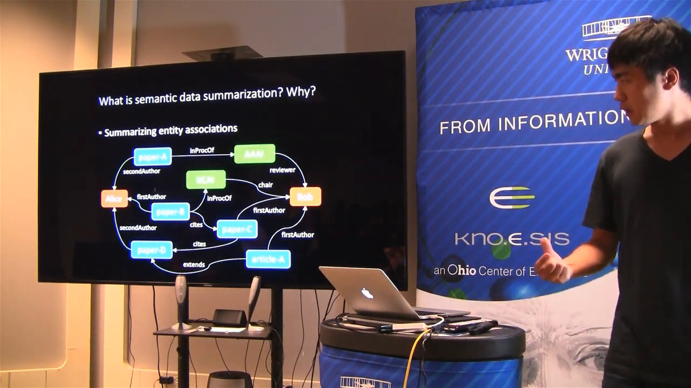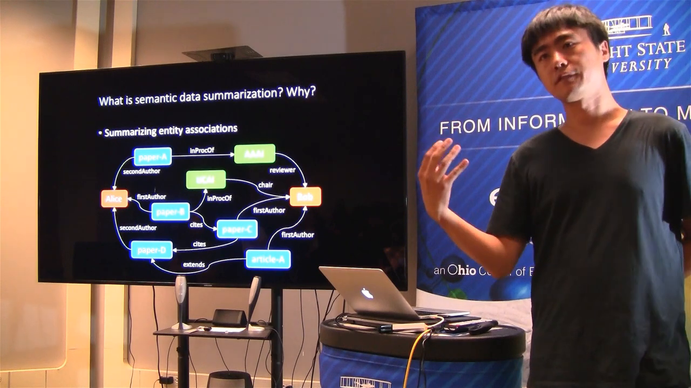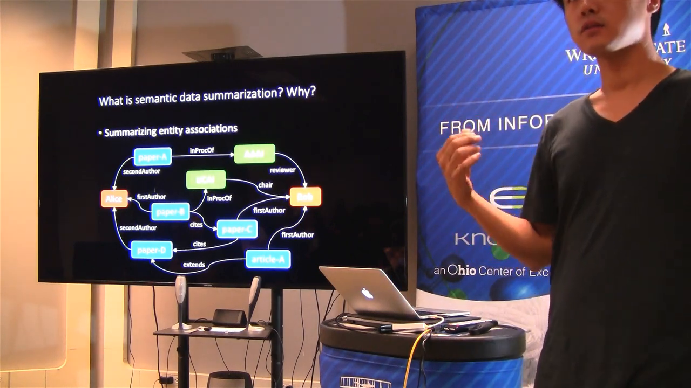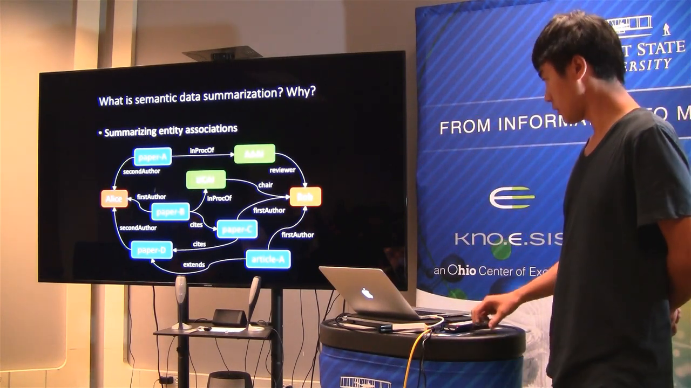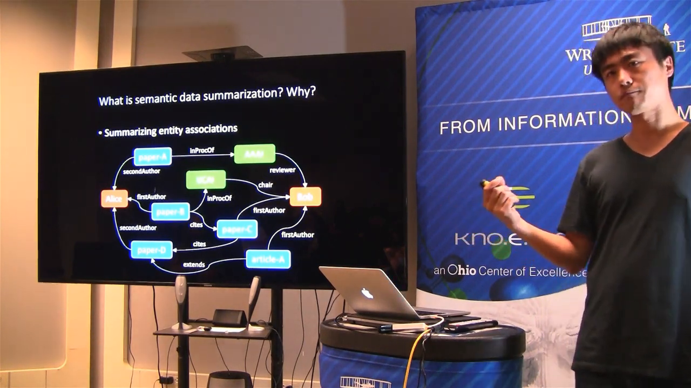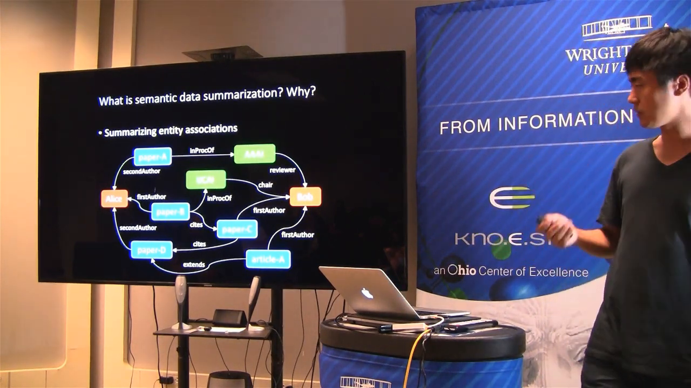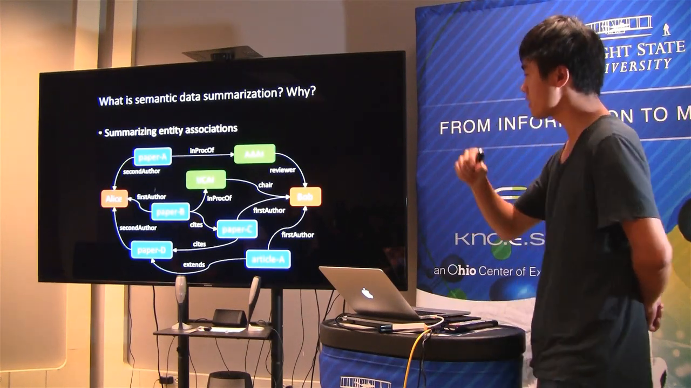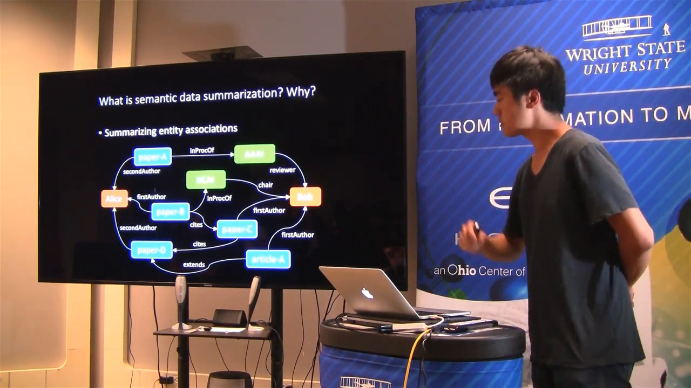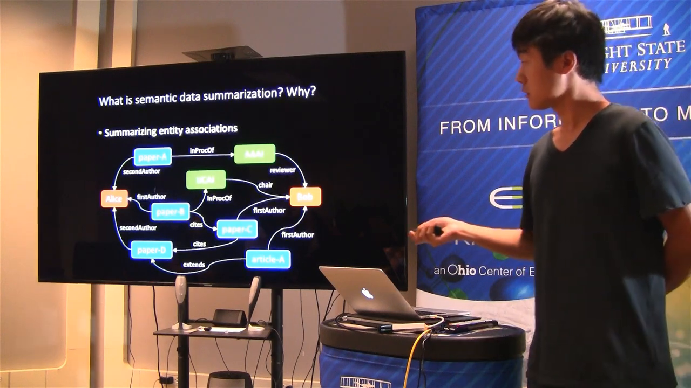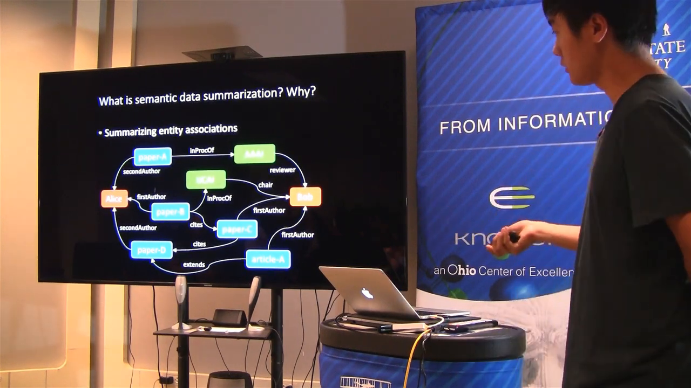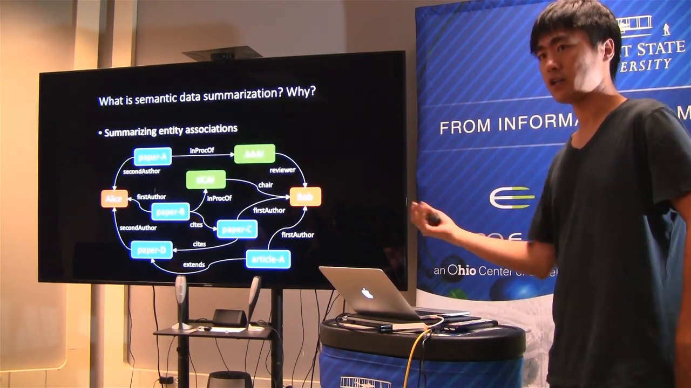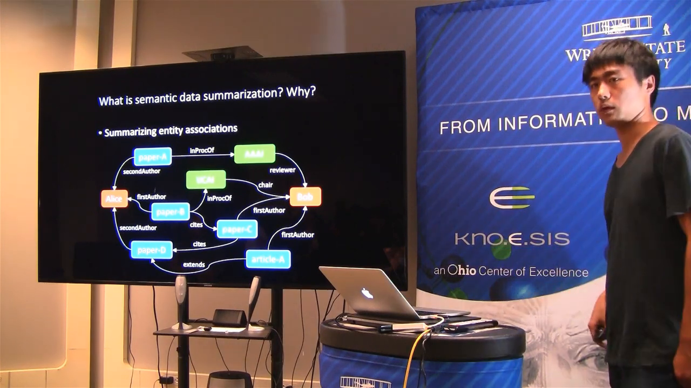when we are given a large graph that describes relations between entities. We may be interested in the associations between entities. So in this example, this graph describes some papers and conferences and researchers. So it's not just a toy example, okay? But you know, in practice, such a graph can be very large, like including millions of nodes.